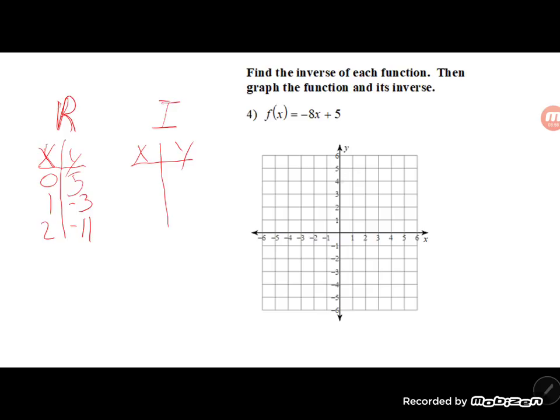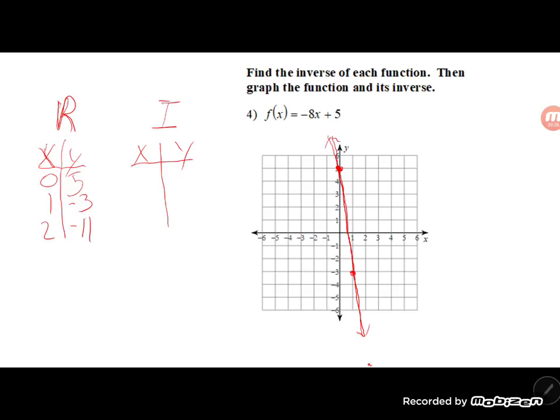So first we're going to go over 0, up 5. So right there. Then we're going to go over 1 and down 3. And then over 2, down 11. Just judging by that trajectory, it'd probably be somewhere way at the bottom of the page. Alright, but either way, we can go ahead and connect those dots. Not a great looking line, but it gets the point across. Get it? Get it? It gets the point across.